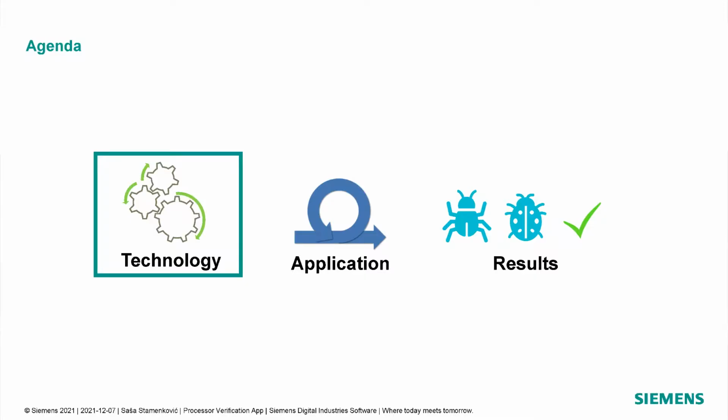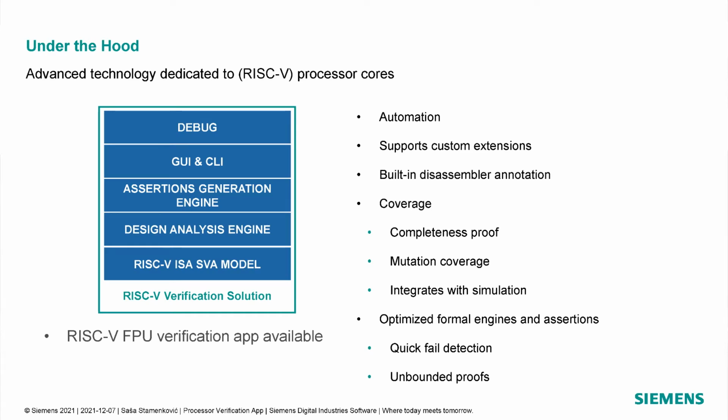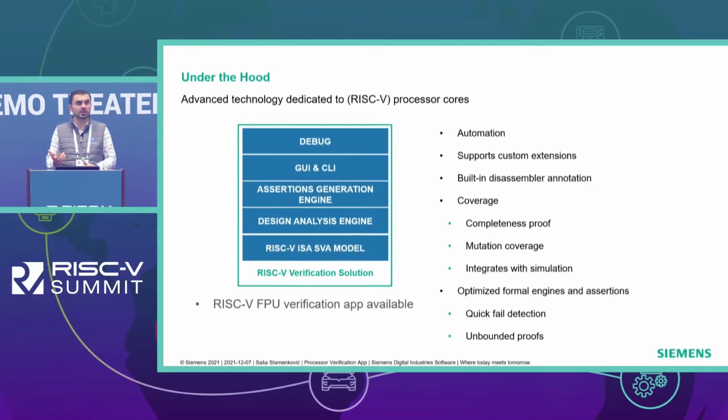So let me tell you a few words about the technology itself. What's going on under the hood in this app? If you look at this picture, starting from the bottom to the top, first it talks about the automation. The solution comes with the ISA model for your RISC-V that you can set up and run on your own. The tool can automatically analyze your design and, for example, extract the microarchitecture information, generate assertions, and finally give you the capability of running these assertions in the GUI or in the shell. And finally, we always need to debug something, right? So we have that capability as well.